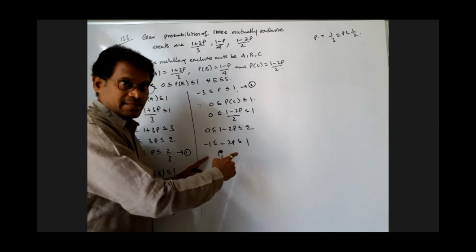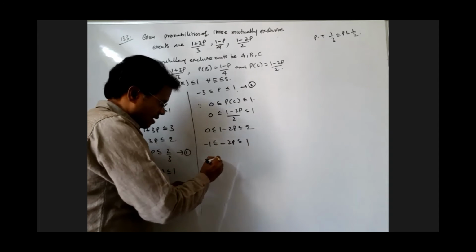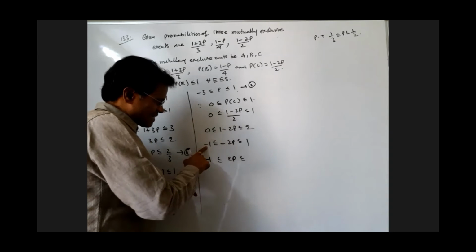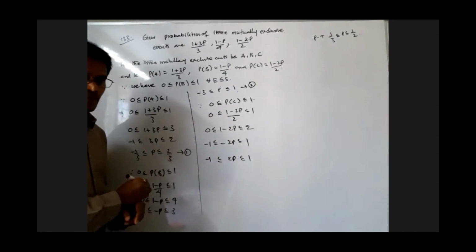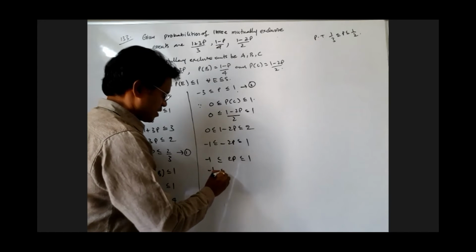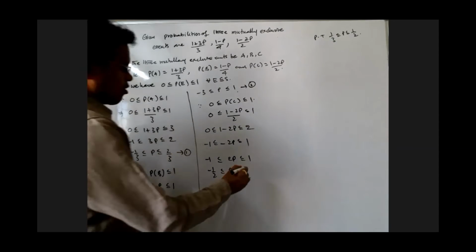Multiplying by minus, when you multiply by minus, you have to write from the other side. Minus 1 less than or equal to minus 2p less than or equal to minus 1 into minus 1, plus 1. Dividing by 2, my dear: minus 1 by 2 less than p less than or equal to 1 by 2. This is the third one.